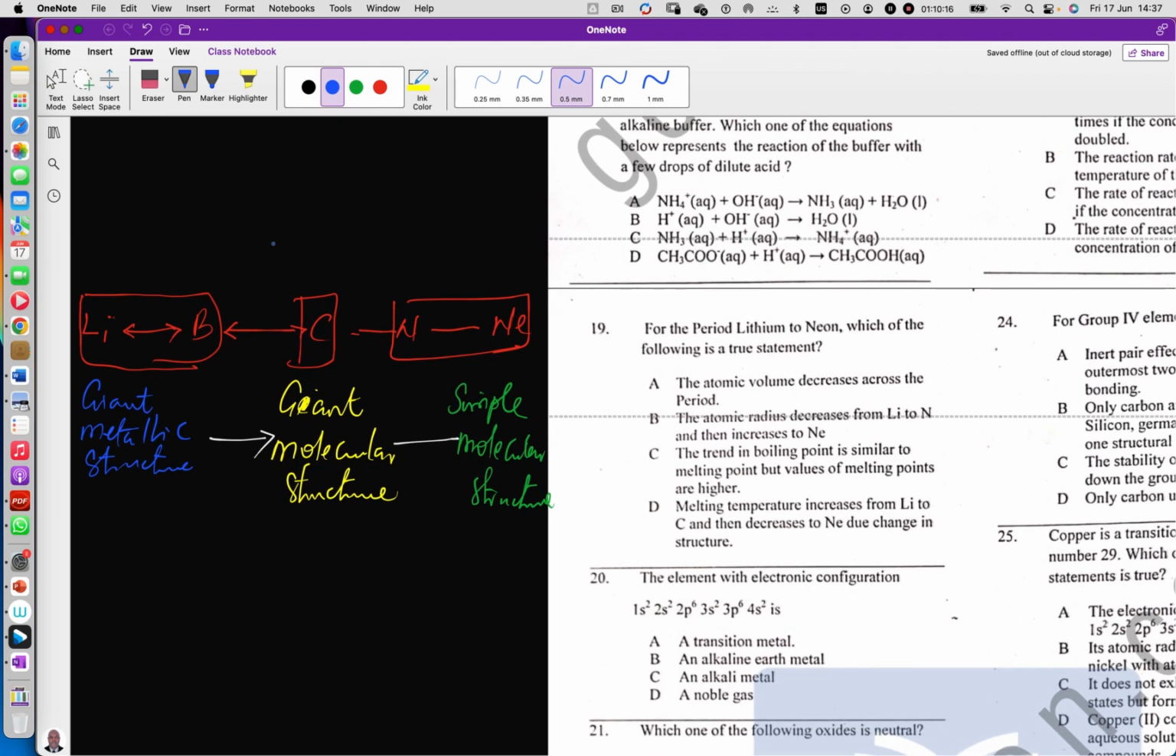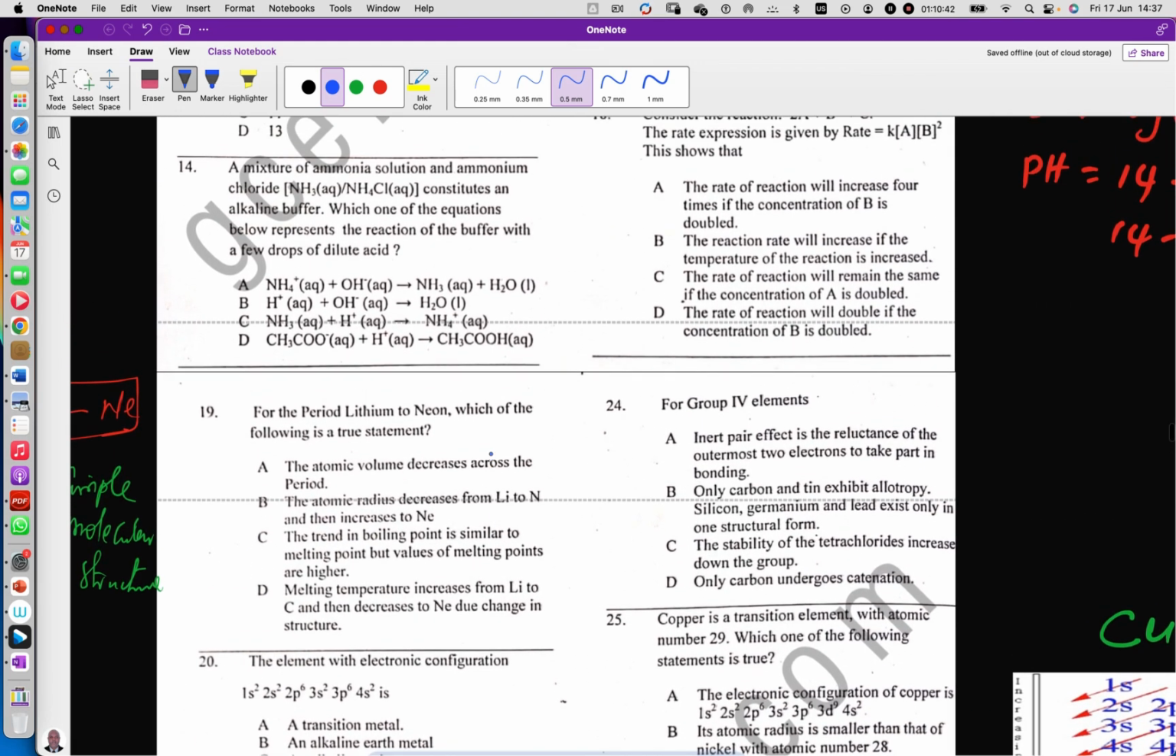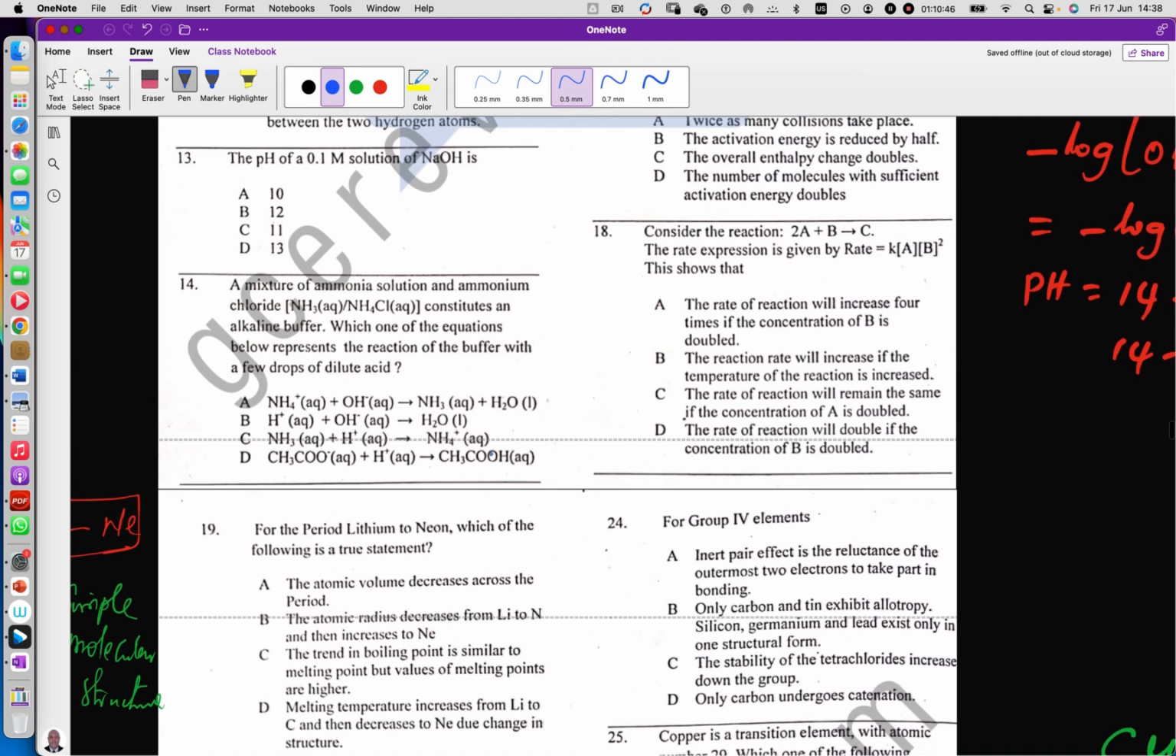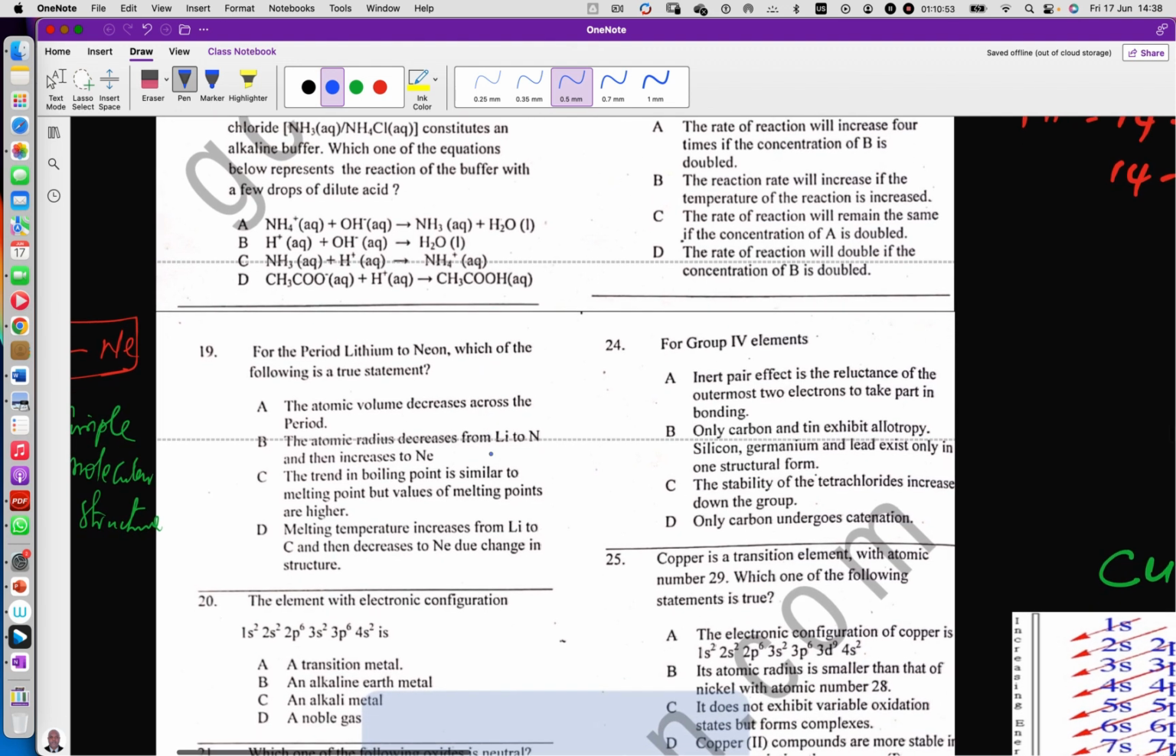I said from lithium to boron we have giant metallic structure. Carbon, or group 14, have giant molecular structures, and from nitrogen to neon they have simple molecular structures with weak van der Waals forces. So that is how the whole thing is. For question number 19, our answer is D. Melting point increases from lithium to carbon and then decreases due to change in structure, from giant metallic to giant molecular and finally to simple molecular structures. So D is the right answer, number 19.